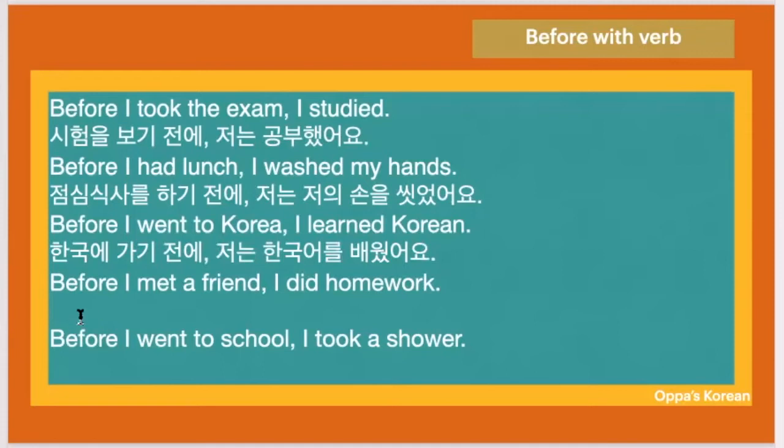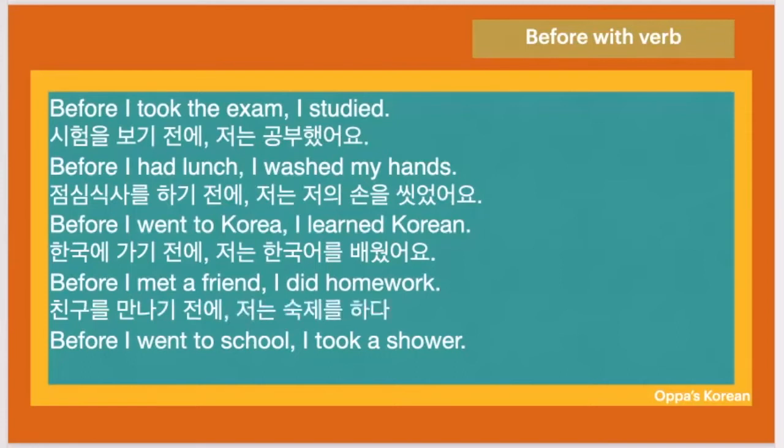Before I met a friend, I did homework. To meet a friend, 친구를 만나다. To meet, 만나다, is the verb, so the stem is 만나. So stem plus 기 전에, so 만나기 전에. I did homework. 저는, to do homework, 숙제를 하다. But past tense, 숙제를 했어요.